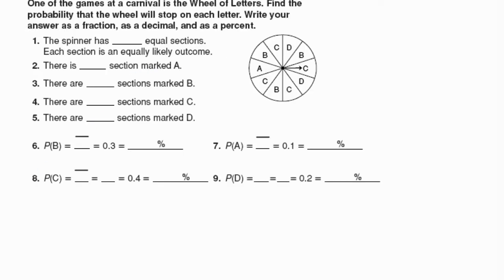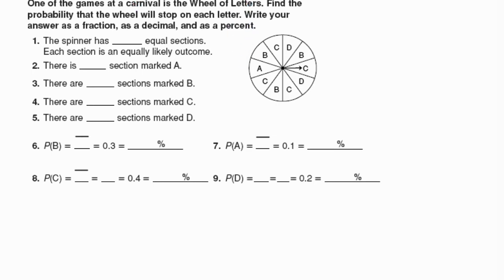All right, let's do a little more work with theoretical probability. So theoretical probability of an event is found by comparing the number of ways an event can occur to the total number of equally likely outcomes. So we write it like a fraction, the number of ways the event can occur, and then the number of equally likely outcomes. So let's go ahead and take a look at the situation here. It says one of the games at a carnival is the wheel of letters. Find the probability that the wheel will stop on each letter. Write your answer as a fraction, decimal, and as a percent.